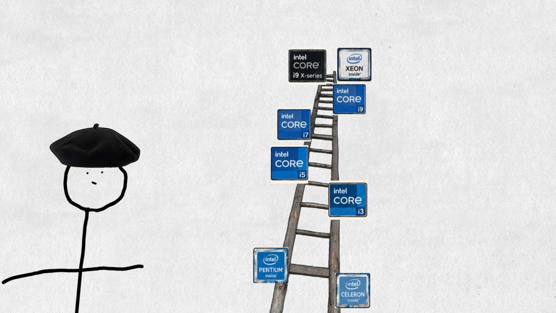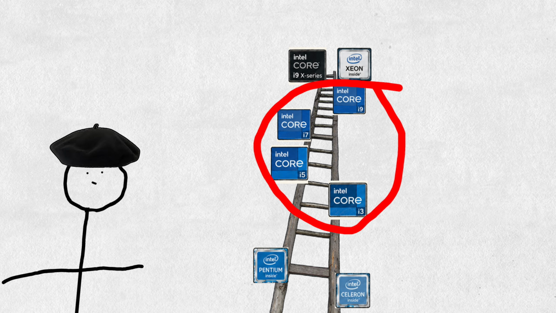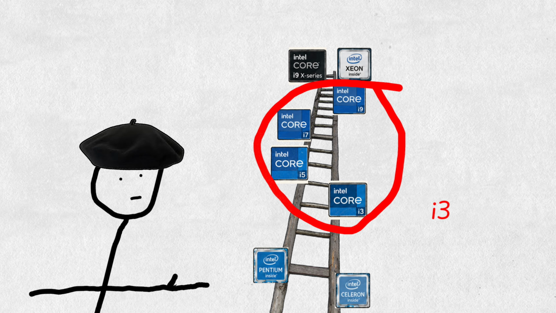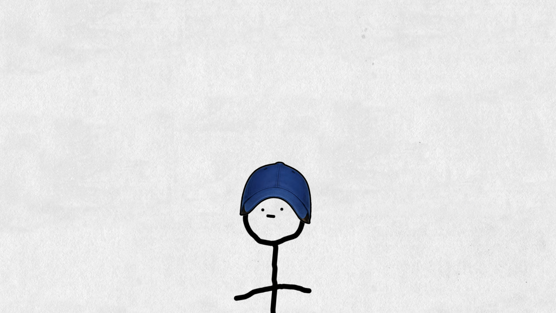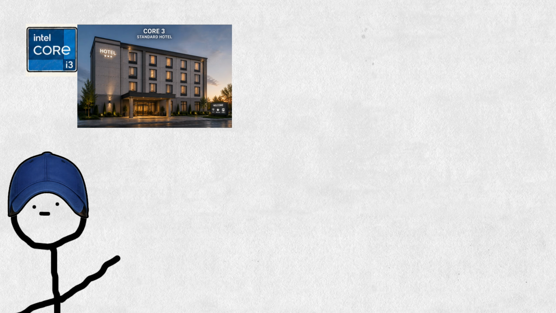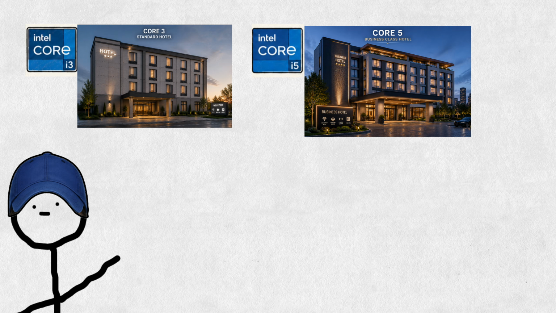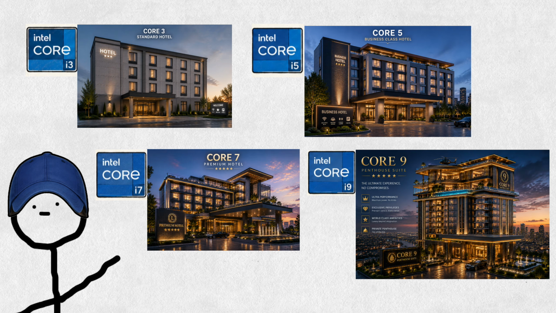Above Pentium and Celeron sits the main consumer lineup. 4 tiers: Core 3 at the bottom, Core 5 in the middle, Core 7 above that, and Core 9 at the top. You still see the older naming: i3, i5, i7, i9 on chips from the last few years. Same logic, just the older label. Think of it like a hotel. Core 3 is standard, Core 5 is business class, Core 7 is premium, Core 9 is the penthouse.